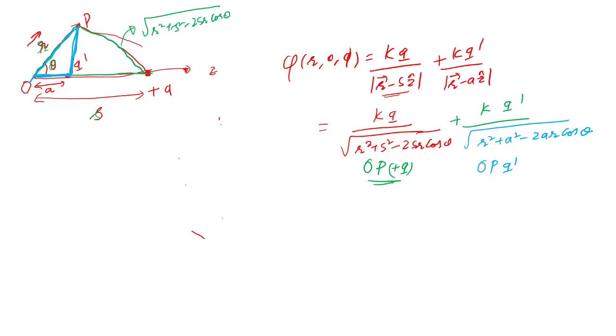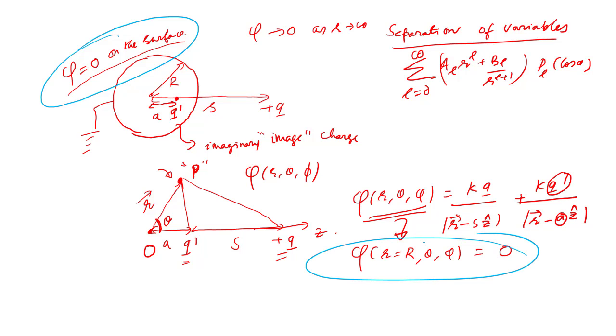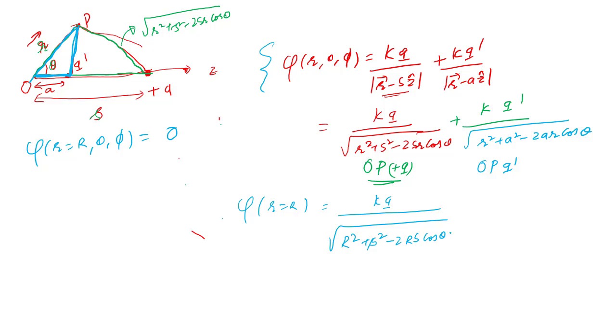Right? So then our boundary condition is that phi at r is equal to R, theta, phi is equal to 0, because we grounded the sphere. So the sphere is grounded, so phi is 0 on the surface. That's the boundary condition that I'm rewriting on the next slide, right? So from this function, I can see that phi at r is equal to R would be kq by the square root of r squared plus s squared minus 2rs cosine theta, plus k q prime divided by the square root of r squared plus a squared minus 2ar cosine theta, right?